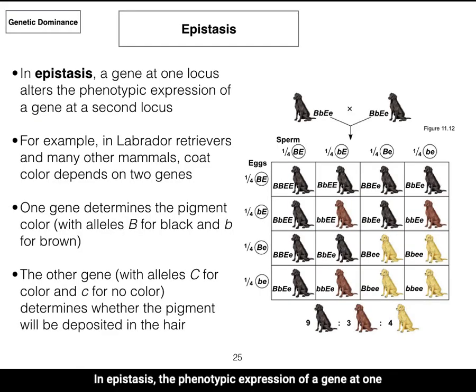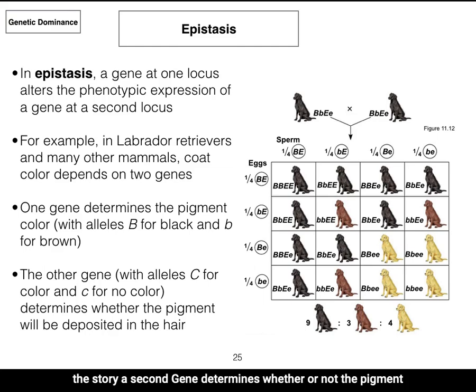In epistasis, the phenotypic expression of a gene at one locus alters that of a gene at a second locus. An example will help clarify this concept. Labrador retrievers, commonly called labs, have a dominant coat color. Black is the dominant coat color, and it's dominant to brown, which is designated by big B and small b as the two alleles for this character. For a lab to have brown fur, its genotype must be little b, little b. These dogs are called chocolate labs. But there's more to the story.